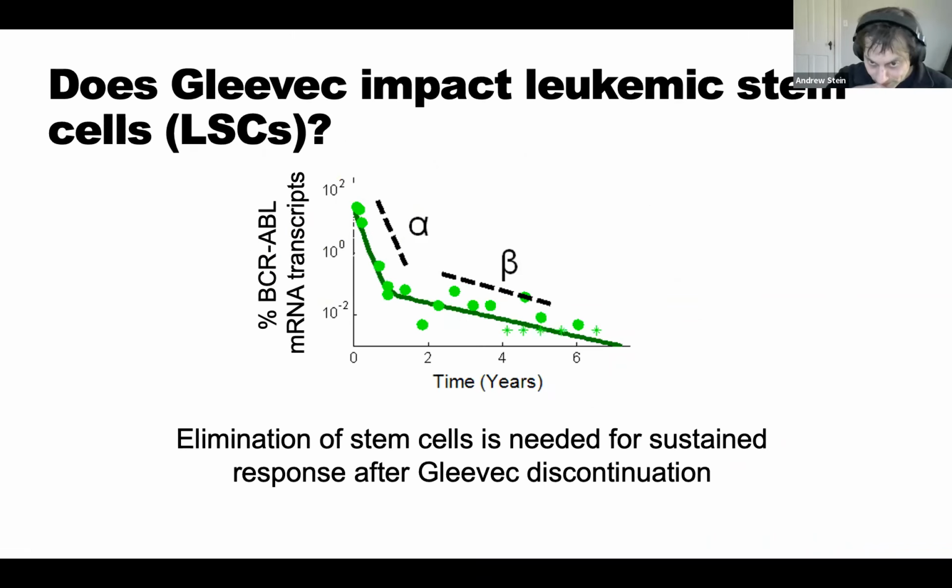The real question is, can we look at this data and make a prediction about what's happening with the stem cells, the leukemic stem cells? Because Gleevec is a great drug and it's relatively safe, but patients are taking it for the rest of their life. And people want to know, is it possible to discontinue therapy safely?